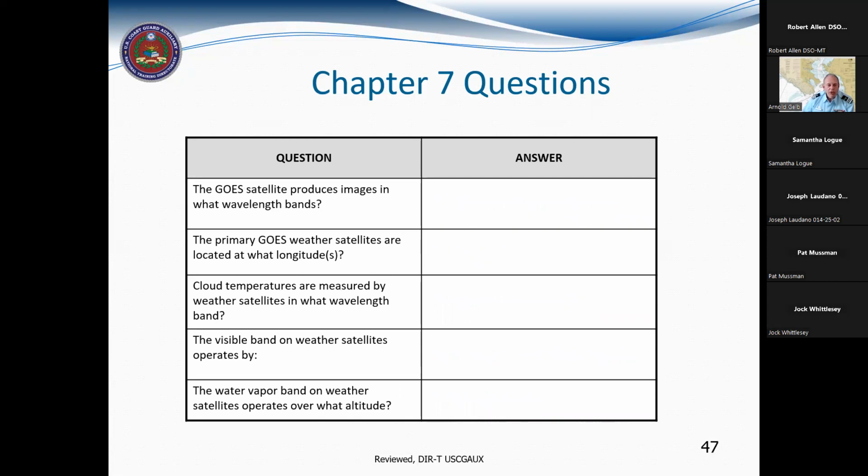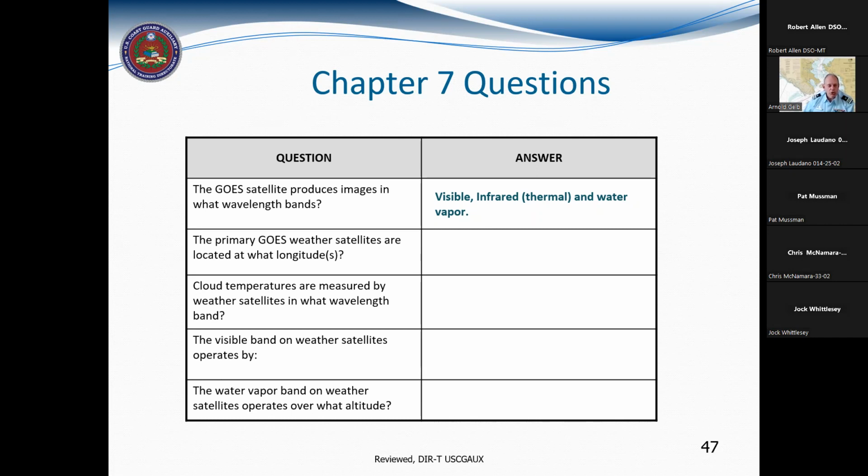All right. The GOES satellite band produces images in what wavelength bands? We talked about 4. It sounds like 3, but one of them is divided. Visible, infrared, thermal, and water vapor. Okay, so we have visible, infrared, which is thermal, and water vapor. But remember, also infrared, if they ask you for a number, there are 4, because there's infrared 1 and infrared 2, depending on what you're talking about, short or long wavelength.